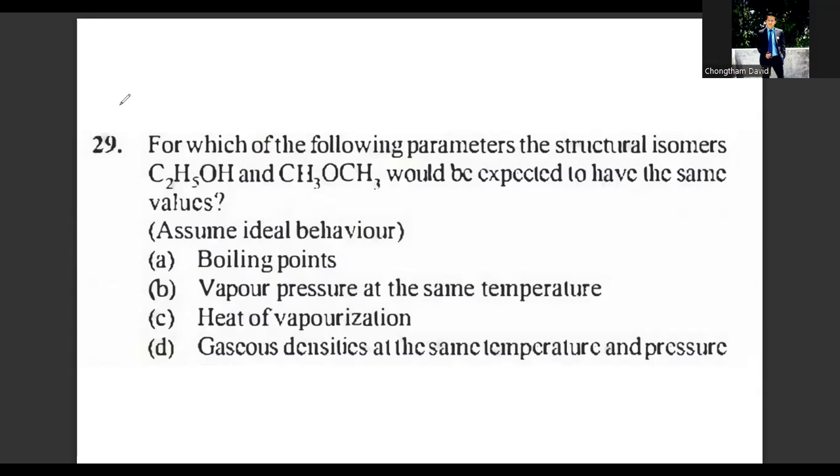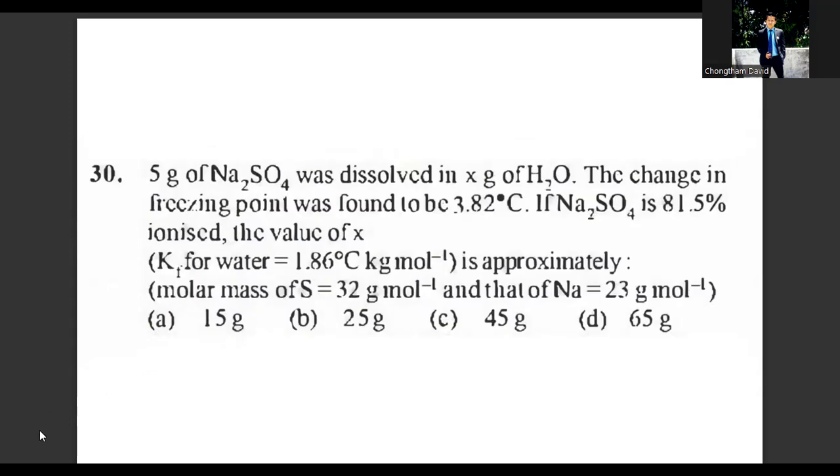For which of the following parameters would the structural isomers ethanol and dimethyl ether be expected to have the same values? You have to assume ideal behavior, that means they obey Raoult's law. So the gas densities of ethanol and dimethyl ether would be the same at the same temperature and pressure, right? The heat of vaporization, the vapor pressure and the boiling point will differ due to the hydrogen bonding in ethanol. You know, in ethanol you have this hydrogen bonding as opposed to the other isomer. So gas densities at the same temperature and pressure would be the same. It is expected to be the same because we are assuming ideal behavior and it obeys Raoult's law. I hope it's understood. Let's read question number 30.